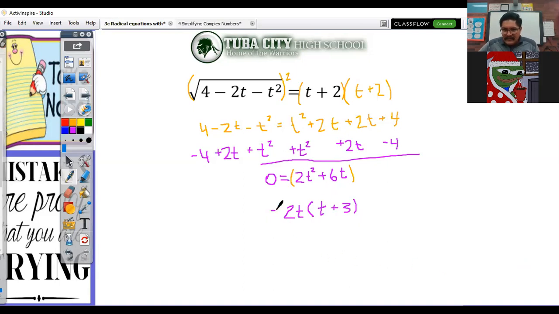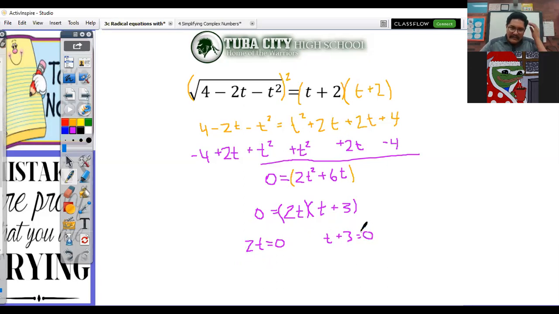Now, it's still set to 0. So we are going to break them into 2 equations. Now, just to kind of match what we did earlier, normally I wouldn't do this, but I think I'm going to start doing this because I think it makes people a little bit more careful with what they see. So let me go ahead and break it into 2 equations. So 2t equals 0. So that's the first one here. And t plus 3 equals 0.